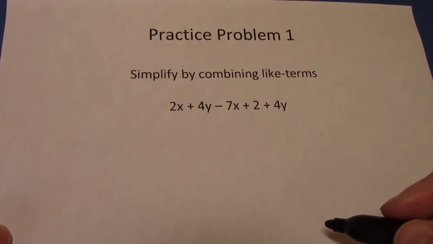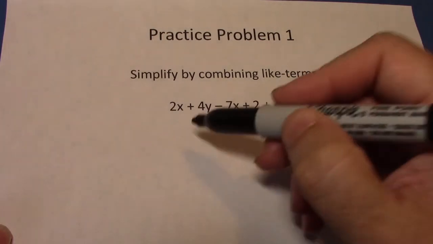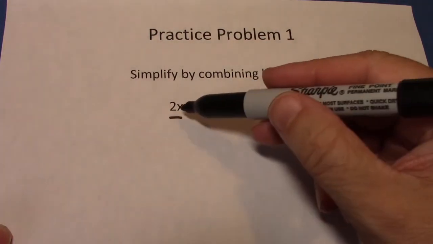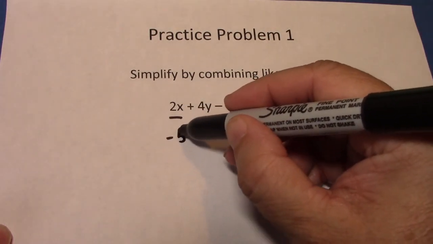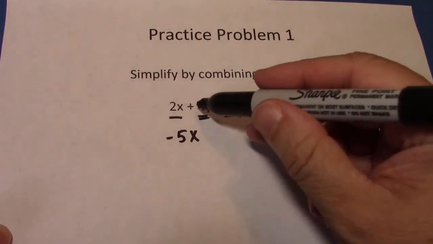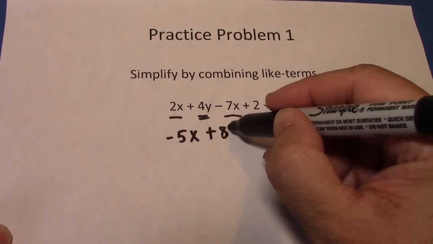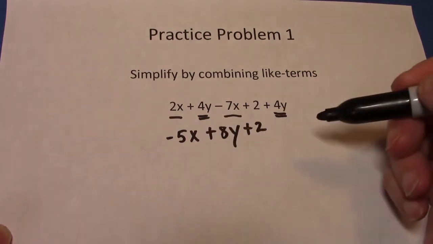Problem 1 wants us to simplify by combining the like terms. Alright, let's see. We've got an x term and an x term. 2, positive 2 minus 7, that's minus 5x. Now let's do these y's. Plus 4x, that would be plus 8x. Or excuse me, y's. And we have a plus 2 left.